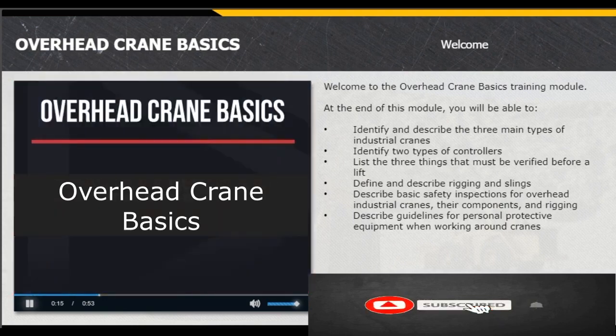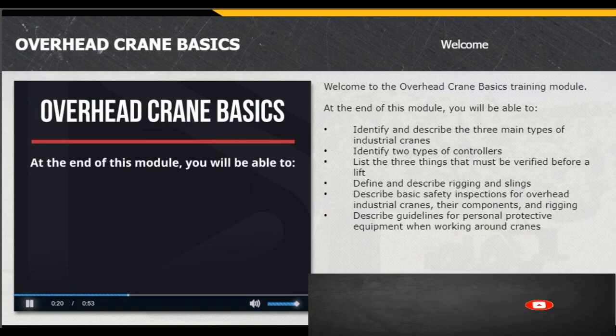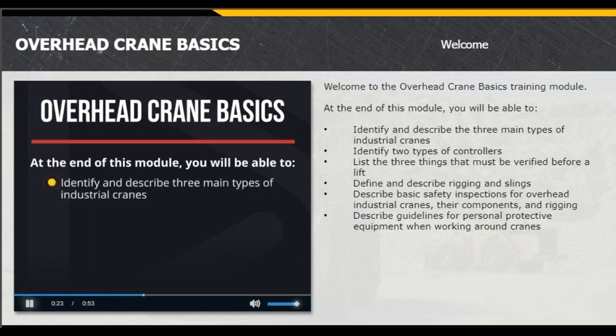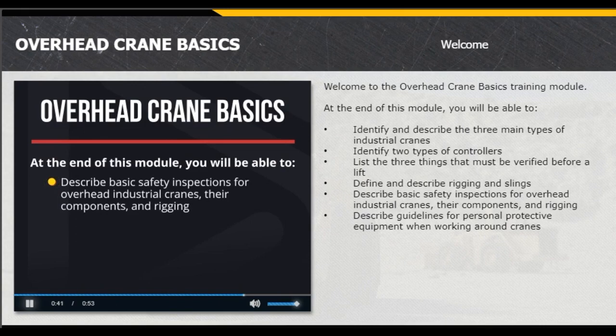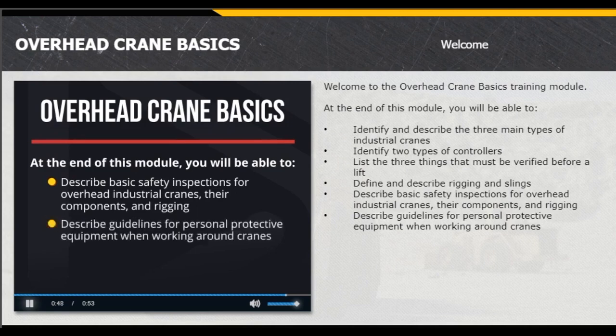Welcome to the Overhead Crane Basics training module. At the end of this module, you will be able to identify and describe the three main types of industrial cranes, identify two types of controllers, list the three things that must be verified before a lift, define and describe rigging and slings, describe basic safety inspections for overhead industrial cranes, their components, and rigging. And describe guidelines for personal protective equipment when working around cranes.